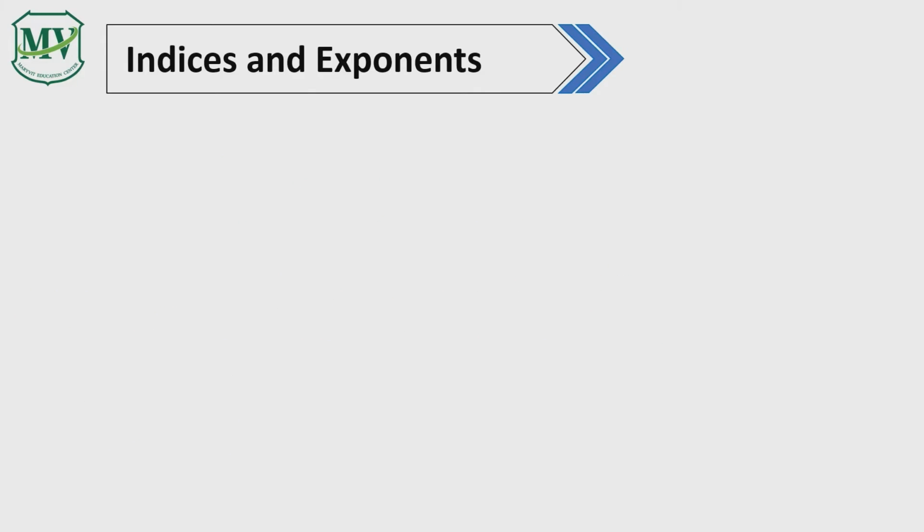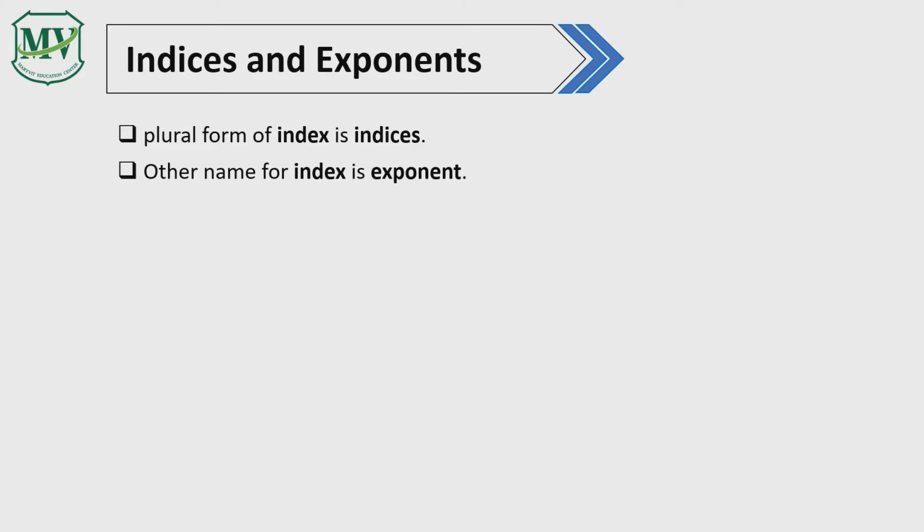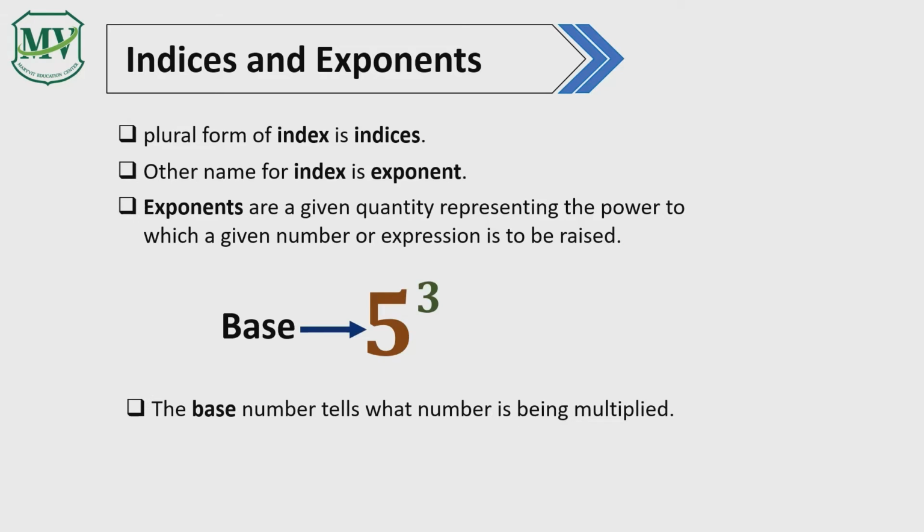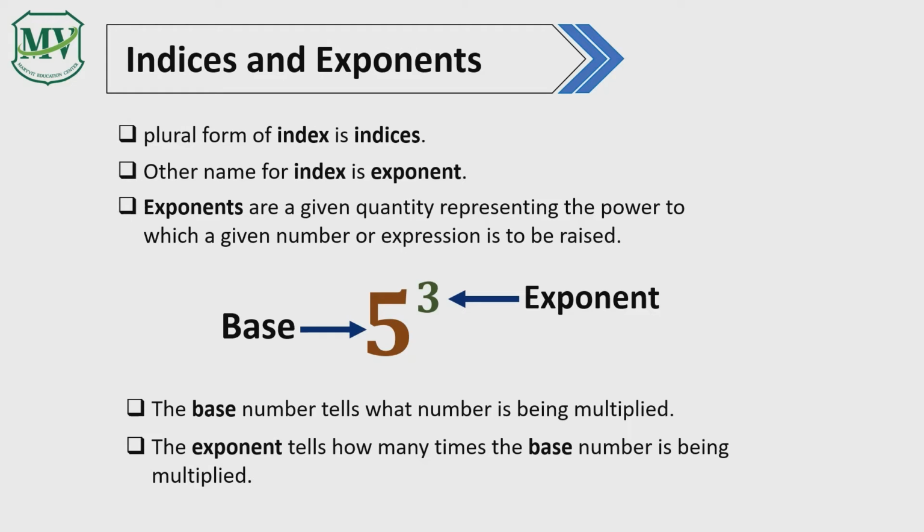The plural form of the word index is indices, and index can also be called exponent. Exponents are a given quantity representing the power to which a given number or expression is to be raised. The big number 5 is the base number, which tells what number is being multiplied. And then, the exponent tells how many times the base number is being multiplied. The whole expression is also called a power.